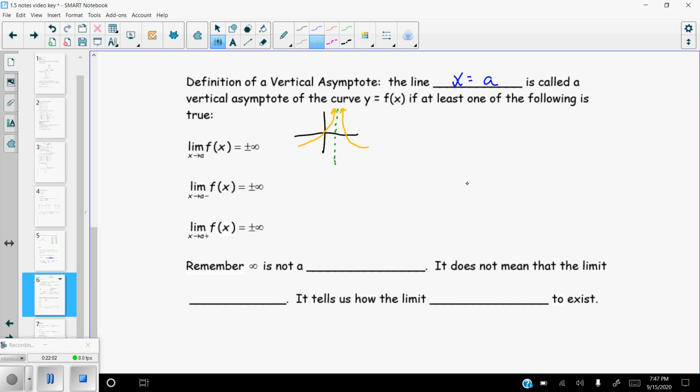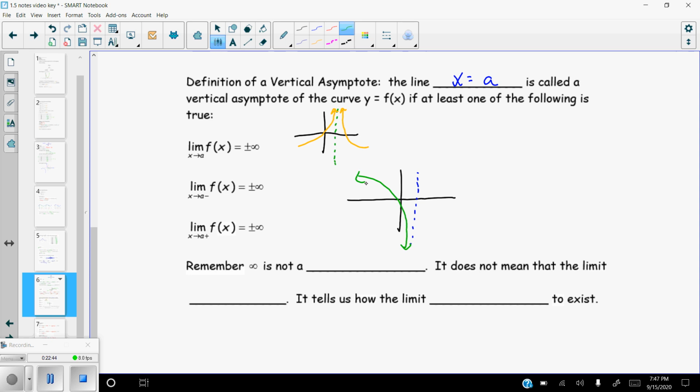Or if just one side of the graph goes towards infinity, or the other side of the graph goes towards infinity. I'm only going to sketch one of these. Again, so maybe a is out here, and you've got your vertical asymptote. So one side of the graph goes down towards negative infinity. Maybe there's nothing even on the other side of the graph. Maybe that's the whole graph right there. Then you have a vertical asymptote. So the definition of a vertical asymptote is basically that if you have a limit as x approaches that vertical asymptote and it goes to infinity, that's telling you that there is a vertical asymptote there.